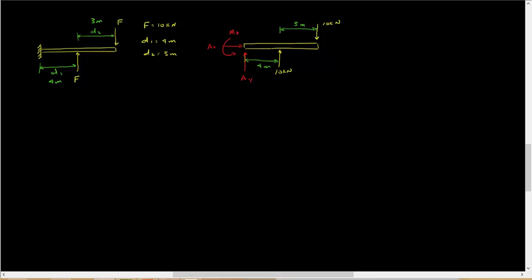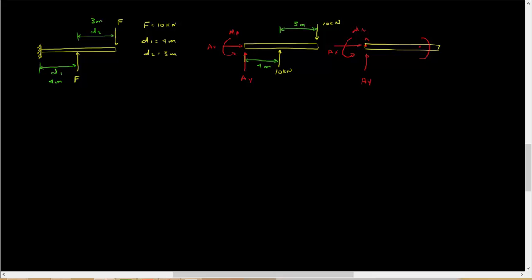So the first thing I want to do is go ahead and resolve this couple. So if I resolve this couple, I know that I have again AY, AX, and my moment about A, if we're calling this point A. And over here I'm going to have this couple here.